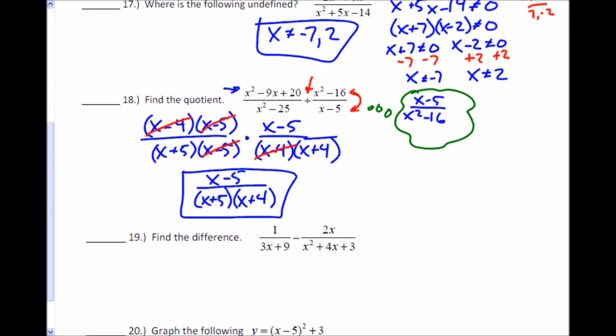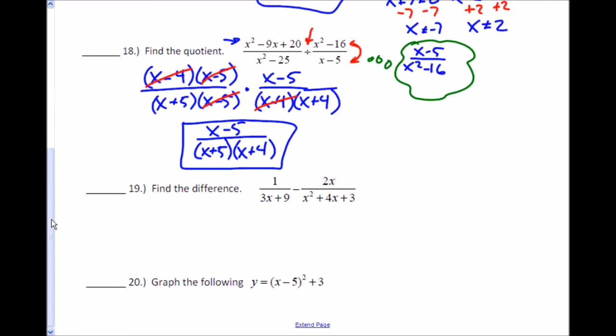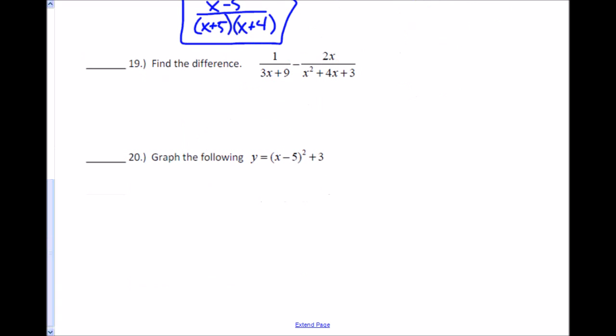All right. For number 19, it asks us to find the difference. So now we're doing subtraction. To do this, we have to get common denominators. So the first thing we're going to do here is factor everything completely. I can't see the common denominators if everything's in this simplified form.